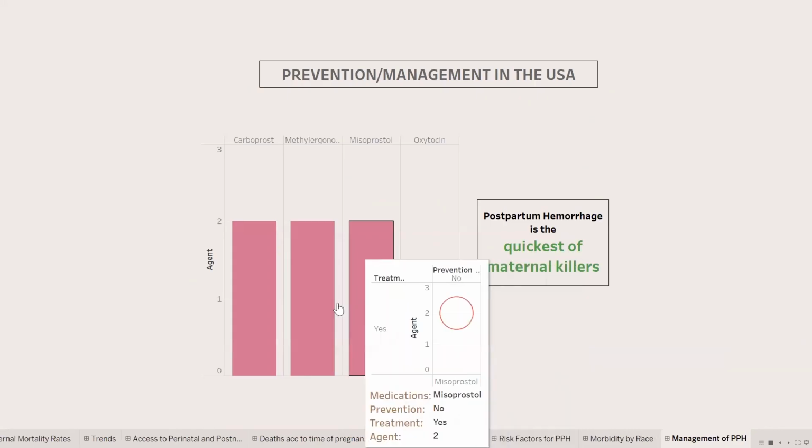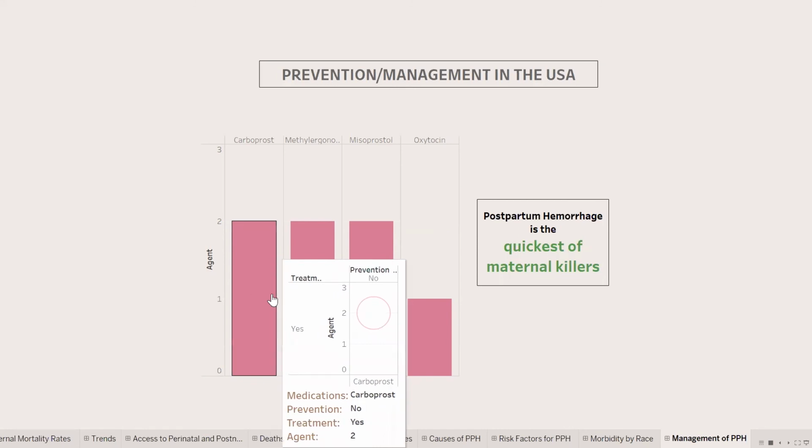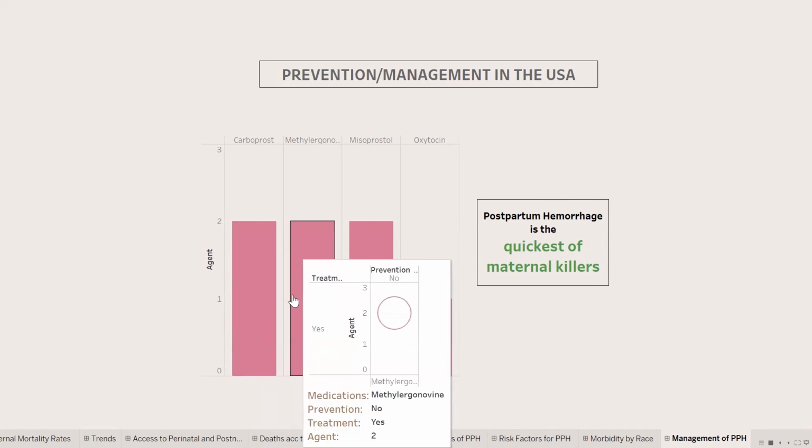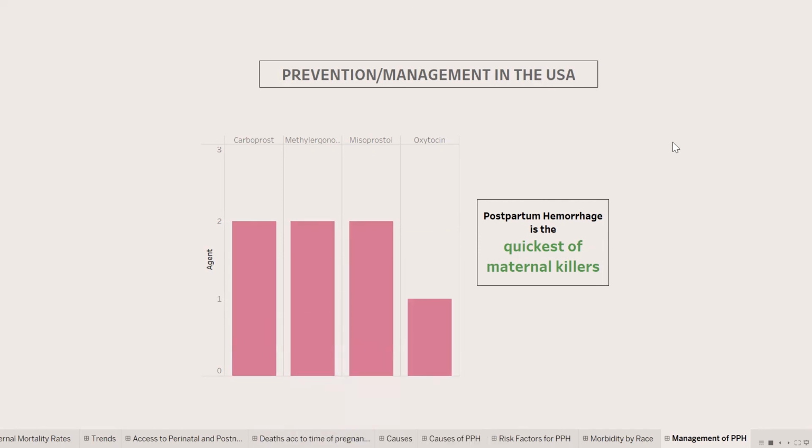This dashboard explains the management for postpartum hemorrhage. Postpartum hemorrhage is the quickest of the maternal killers. It can kill a healthy woman within 2 hours if not treated. Every second of delay can lead to significant blood loss, thus increasing morbidity and mortality. Therefore, it is important to prevent maternal mortality at every step during pregnancy, at delivery, and a year postpartum. This visualization shows the first line and second line agents that are used for prevention and treatment of postpartum hemorrhage.